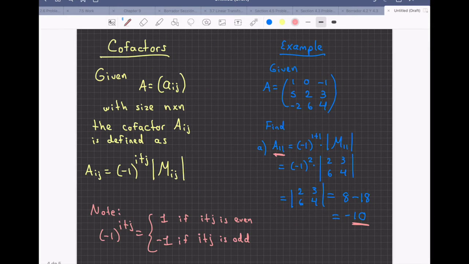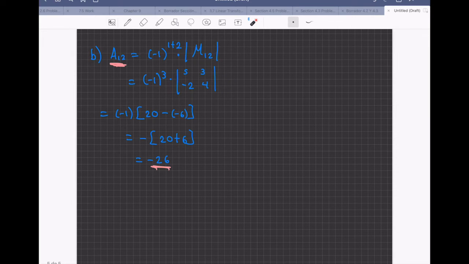And so on. Pay attention to this. How many cofactors can we have from a given matrix? As many as we have entries. In this case, we have a matrix with size 3 by 3, so we have 9 entries. We could have 9 cofactors. All right. So once we have understood the concept of minor and cofactor, now we can define how to compute the determinant for a matrix with any size.